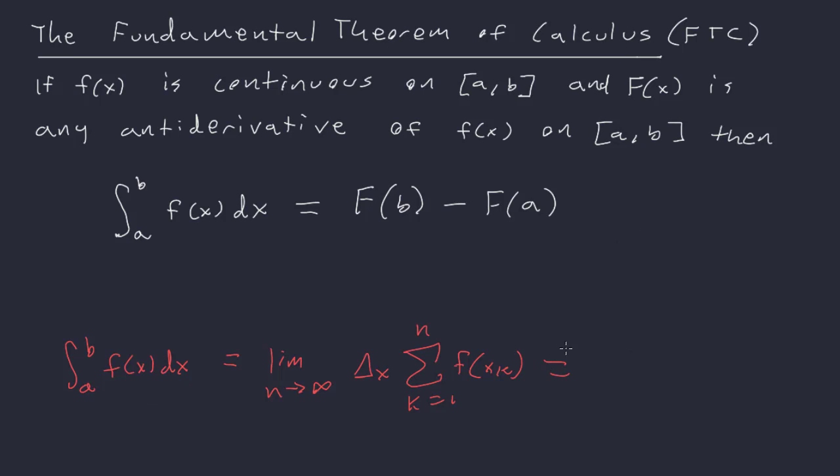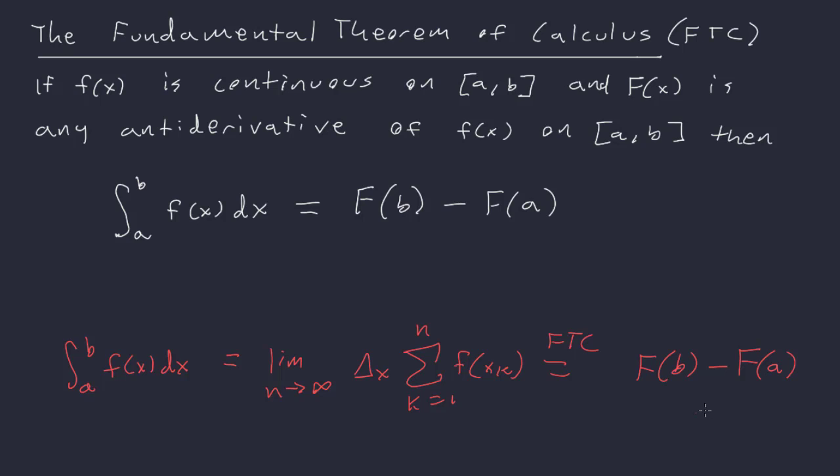But by the fundamental theorem of calculus, it just says, if you want that area, you don't have to take this limit of this nasty sum. All you need to do is find an antiderivative, plug in the top number, plug in the bottom number, and that's it. That's literally it.